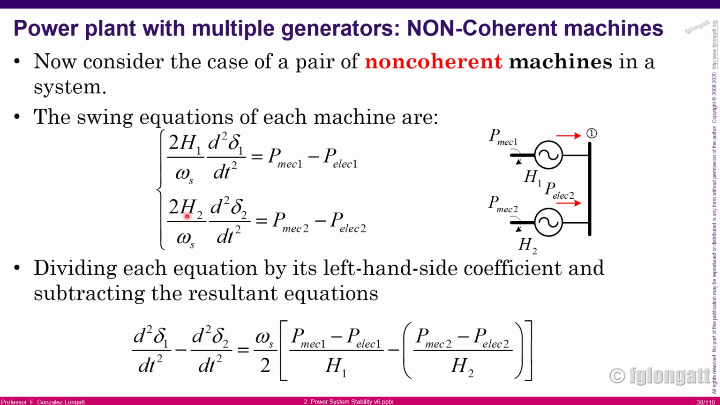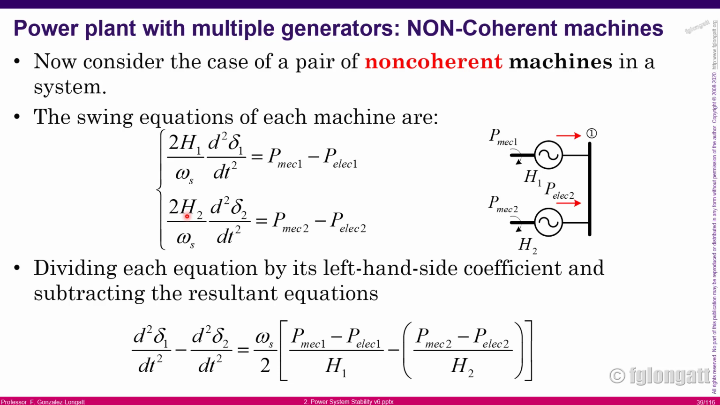Well, in that case, if those machines are not swinging together, if they are not oscillating together, we call them non-coherent machines. Non-coherent machines means that each one of them has an angle, delta 1 and delta 2, and we cannot say that those angles are similar. In reality, those angles are very different because they are not coherent.